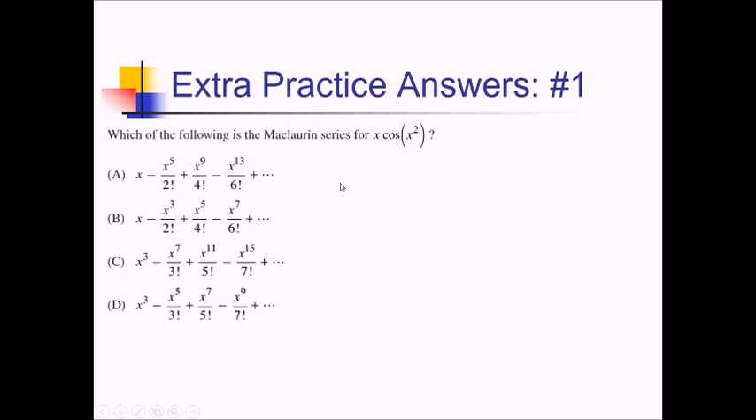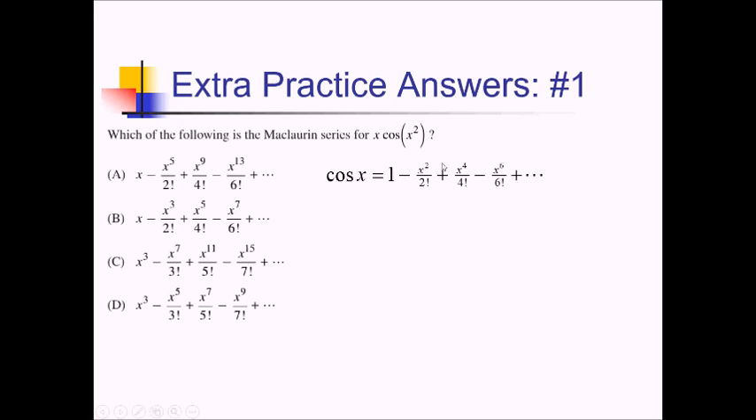For this problem, we want the Maclaurin series for x cosine of x squared. Well, let's start with the cosine of x Maclaurin series. That's going to be 1 minus x squared over 2 factorial plus x to the 4th over 4 factorial. And we could keep going. I'll do one more. Minus x to the 6th over 6 factorial. Don't need to go beyond that.